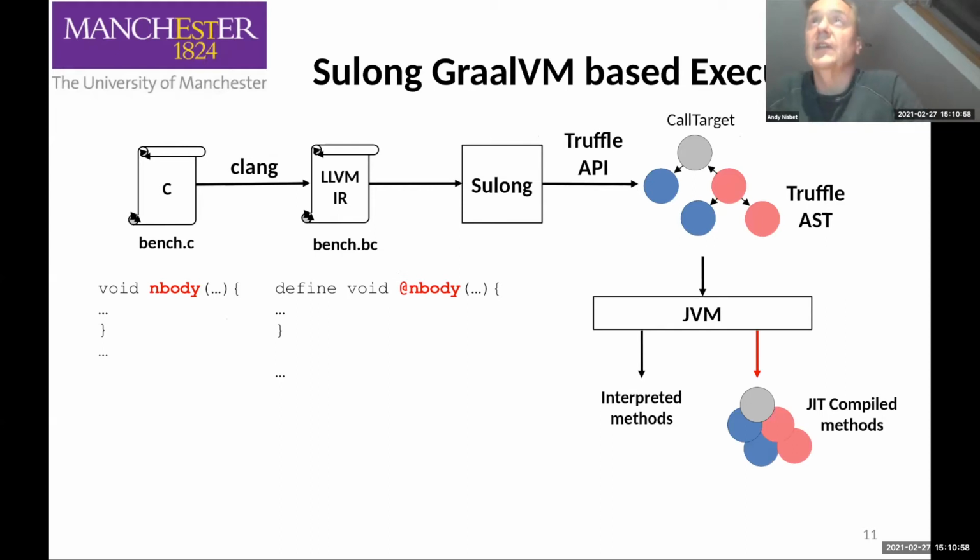Sulong is a Truffle guest language that enables a program that has been compiled to LLVM-IR to be executed on GraalVM. Sulong guest language methods are represented as instances of Truffle call target methods. The question is, how does Sulong performance compare to other Truffle languages?